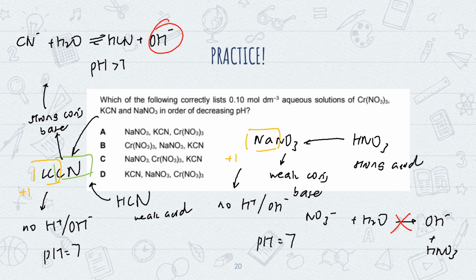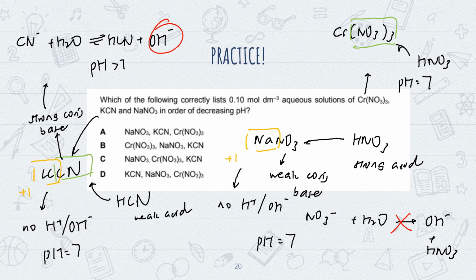And lastly, let's take a look at our final salt, chromium nitrate. If we look at the anion first, the anion is a nitrate anion derived from HNO3. So it's the same story as NaNO3's anion. It will not be able to hydrolyze or react with water. So the pH for the anion side will still be 7.